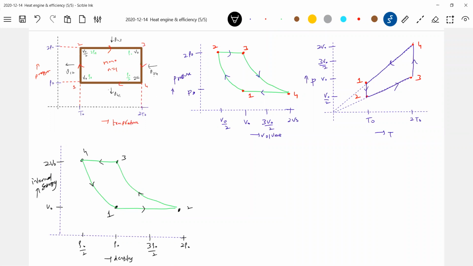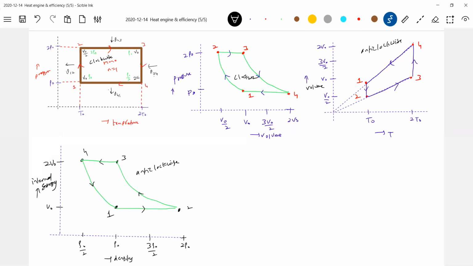One more thing. In the internal energy versus density graph, you see the PT graph. What is this process? Clockwise, no? PV graph, clockwise. In the VT graph, anti-clockwise. At least make an observation. In which process?